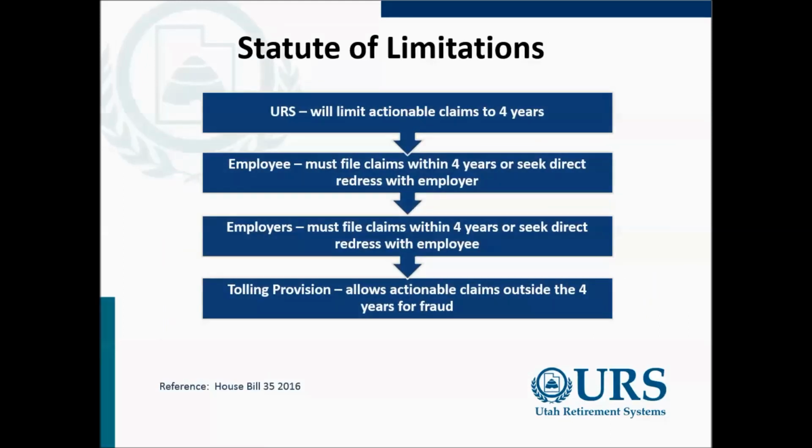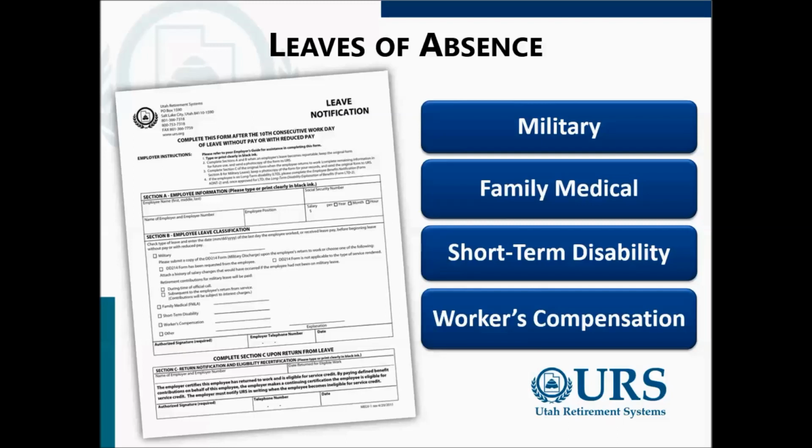Okay, a couple of reminders with the statute of limitations: the URS will limit actionable claims for up to 4 years. For the employee, they must file claims within 4 years or seek direct redress with the employer. For the employers, you must file claims within 4 years or seek direct redress with the employee. And reminder, the tolling provision: it allows actionable claims outside of the 4 years if there is any case of fraud involved. Okay? The statute of limitations is very new. If you need to know how it applies to you directly, please, please, please give us a call.